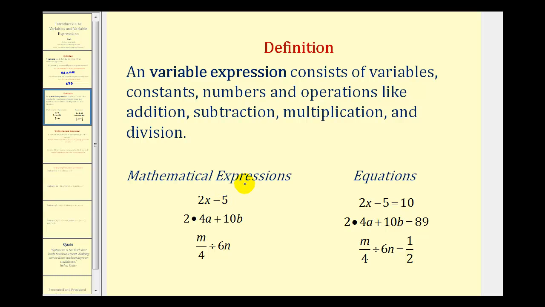One thing we should be aware of is the difference between an expression and an equation. The main thing to notice about these on the right is that each of them has an equal sign, and therefore they are equations. If we compare this first expression to this first equation, for the expression, we can evaluate this for any given value of x. However, if we have an equation like 2x minus 5 equals 10, there's only one value of x that would make this equation true. The main thing to remember is expressions don't have equal signs and equations do.